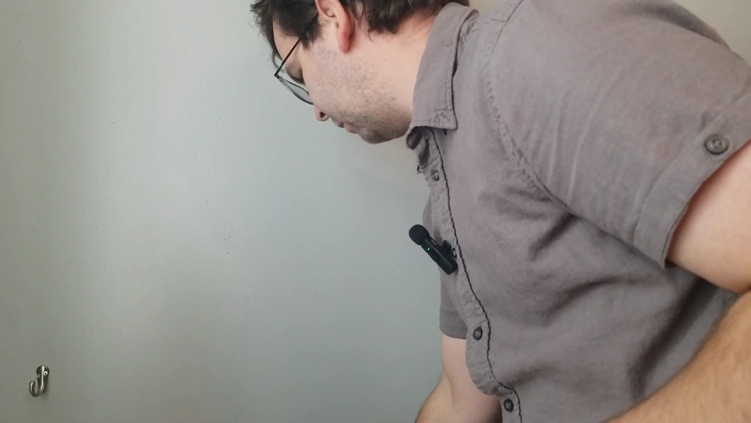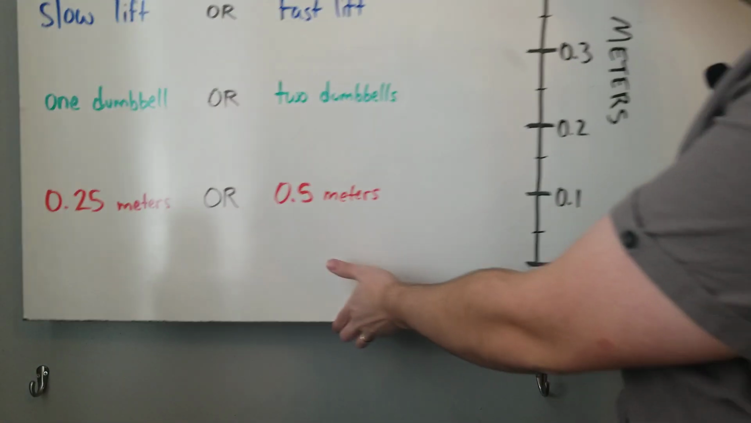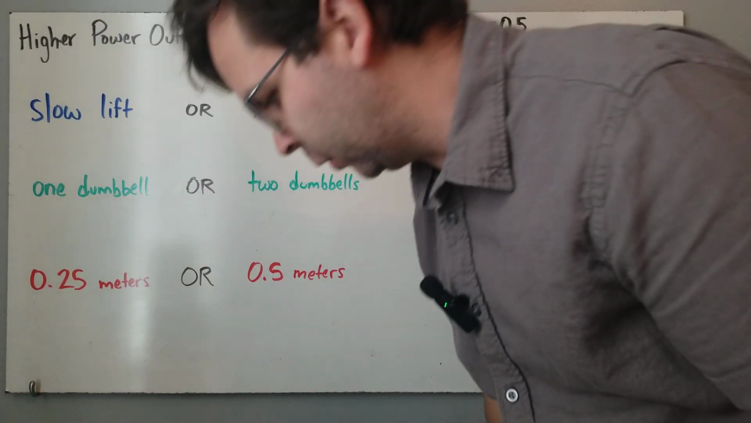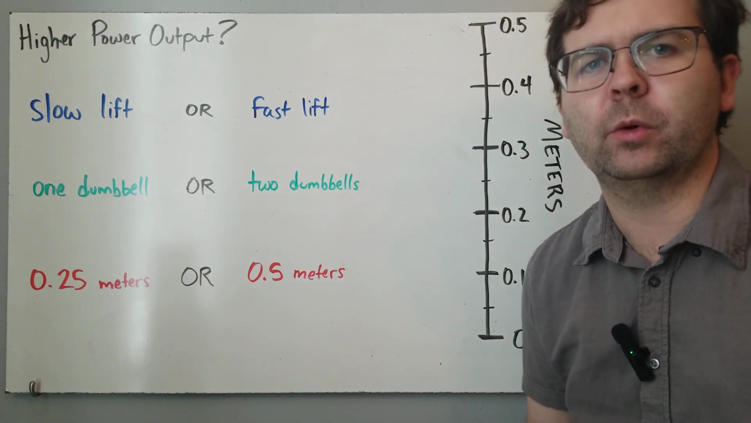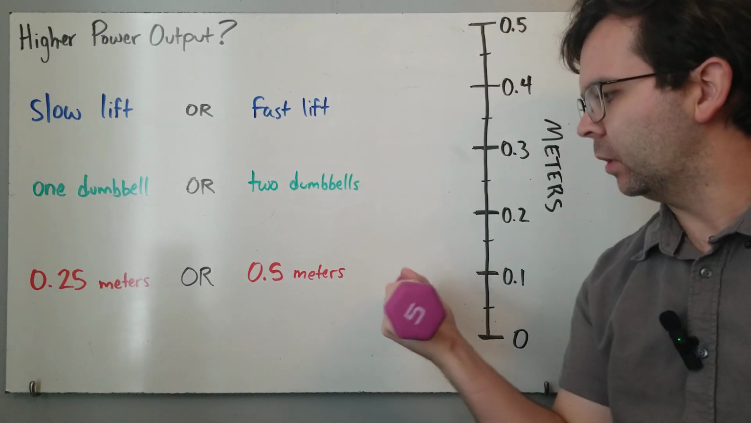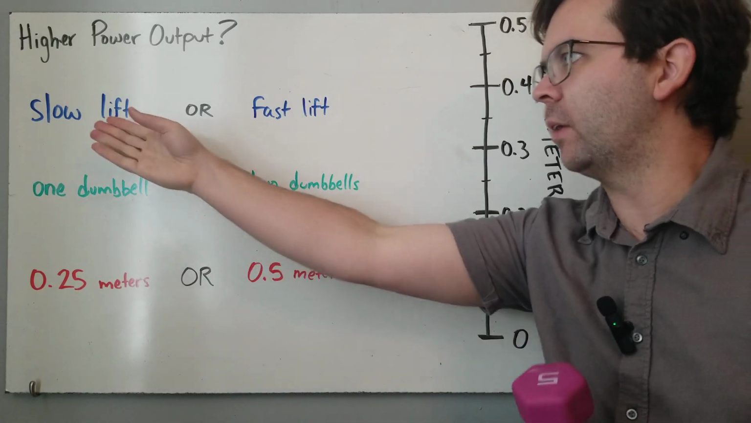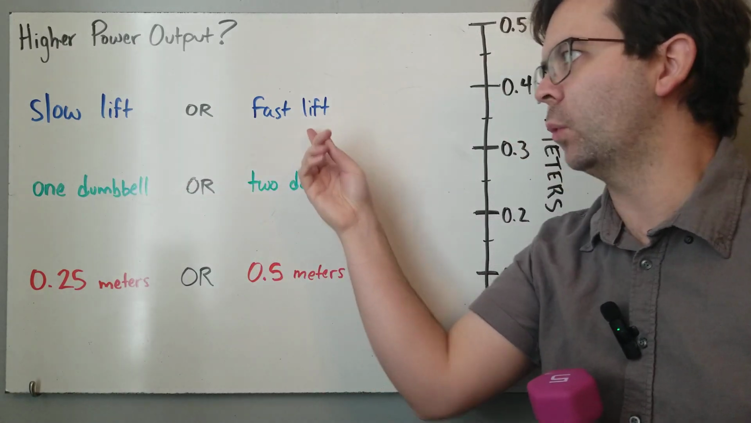Let's say that I have a dumbbell that I want to lift, and I want to know, how can I do this work of lifting a dumbbell? How can I do it with more power? So my first question is, which one would have a higher power output, a slow lift or a fast lift?